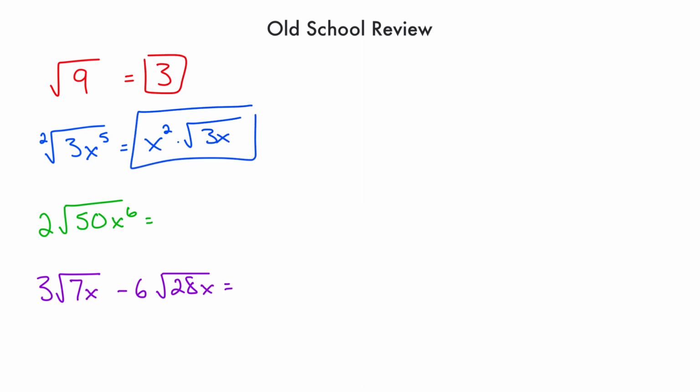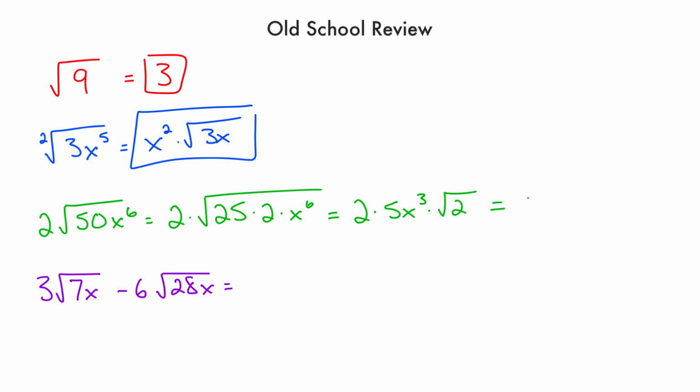And then problem number 3, I have 2 times the square root of 50x to the 6th. I could rewrite that as 2 times the square root of 25 times 2 times x to the 6th. I can square root the 25. I can square root the x to the 6th. So those terms can come out. 2 times 5x to the 3rd times the square root of 2, which simplifies into 10x cubed root 2.